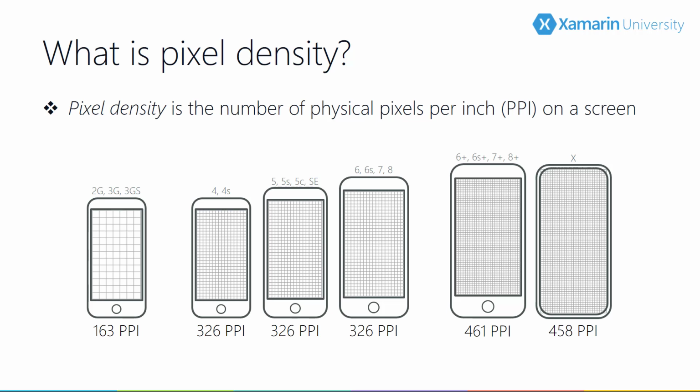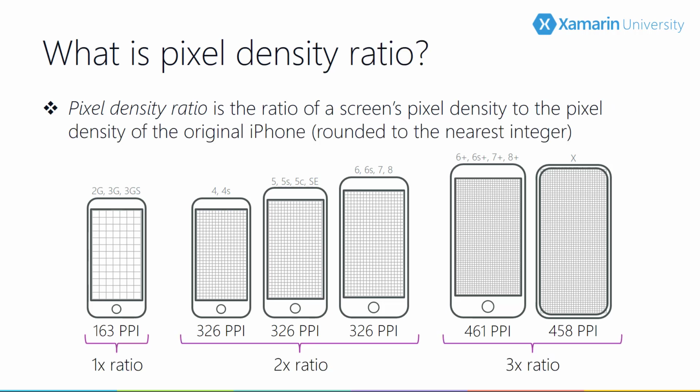So there's a concept called the pixel density ratio. The pixel density ratio is basically the ratio of the screen's pixel density to the original iPhone. The original iPhone's is 163, so its ratio is 1x. Then all of the 326 PPIs are 2x, or double the amount of pixels. And then we have the 3x, which is approximately 3 times the amount. It's not perfect, but about 3 times.